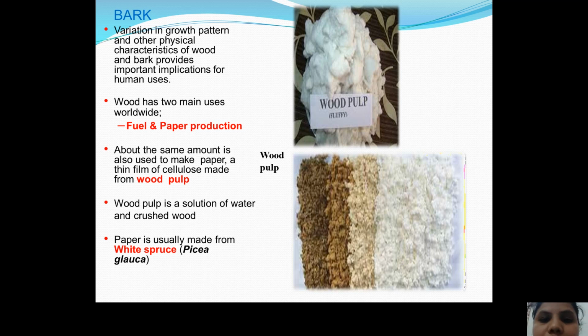Now, the wood and bark have many applications and commercial values. The wood has two main uses, mainly as a fuel and for paper production. The wood pulp is used as paper. It is nothing but a thin film of cellulose made from it. You can observe the wood pulp here in the diagrams. Notice the paper is usually made from the white spruce here. It is extracted from the plant Picea glauca.